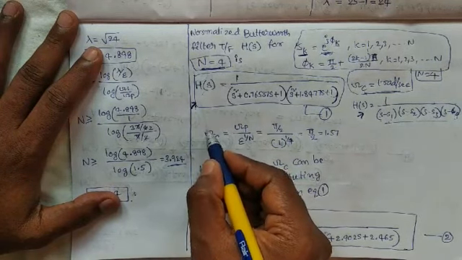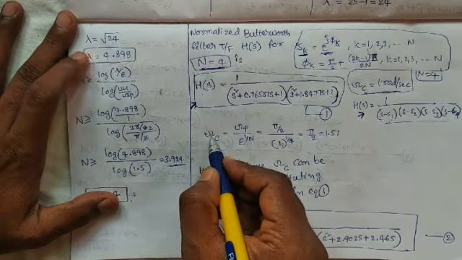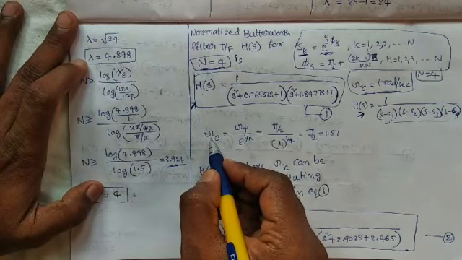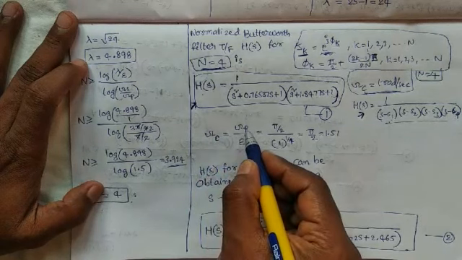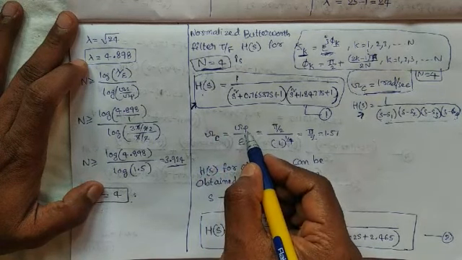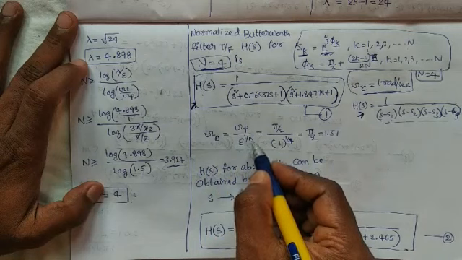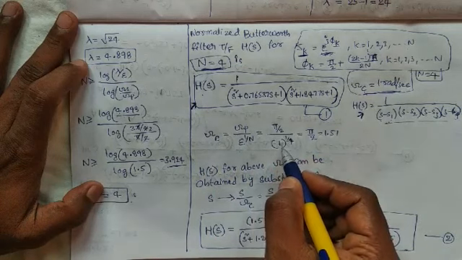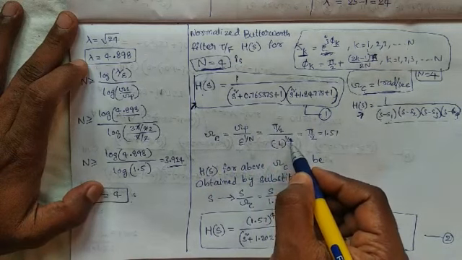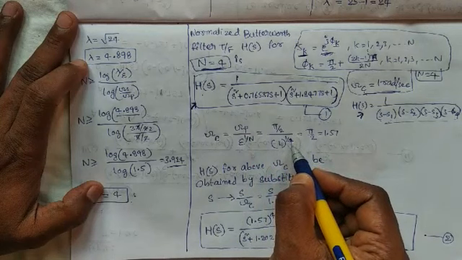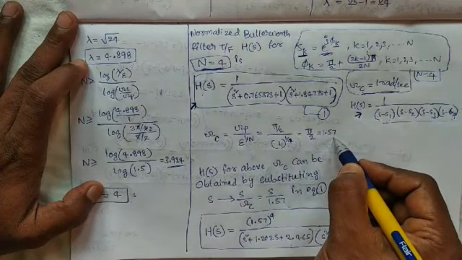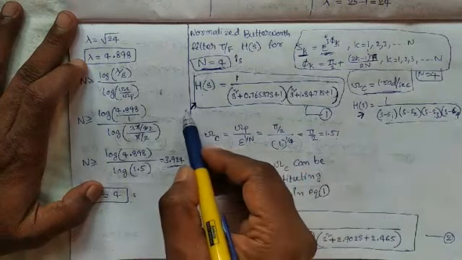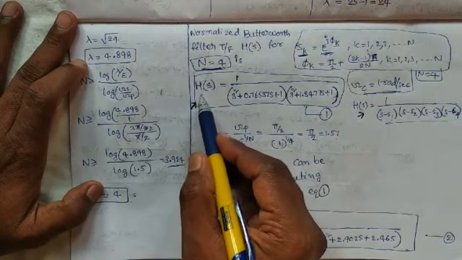In this, the fourth step, we are determining the cutoff frequency. Cutoff frequency is equal to the passband frequency divided by epsilon to the power 1 by N. The passband frequency is 5 by 2, the epsilon value is 1, and capital N is 4. So 5 by 2 is equal to 1.57.